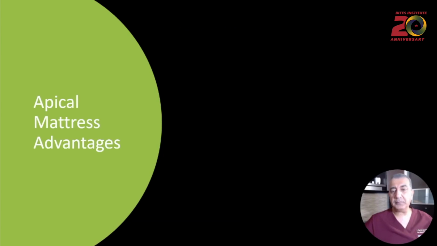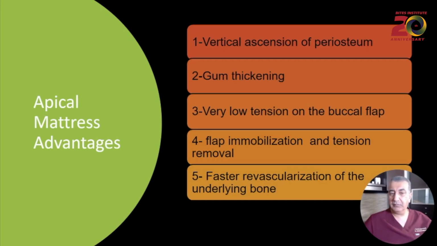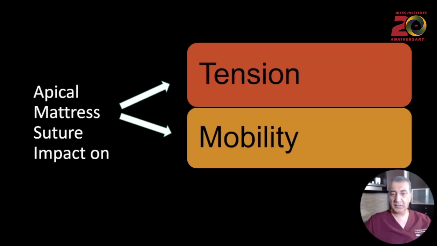So what is the apical mattress advantage? First of all, we have a vertical ascension of periosteum. We're going to end up with gum thickening. We will have very low tension on the buccal flap. And in general, the flap immobilization and tension removal, that's the main goal. And then the end result, according to this, we will have a faster revascularization of the underlying bone.